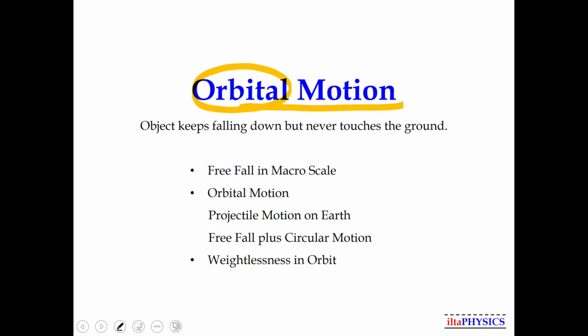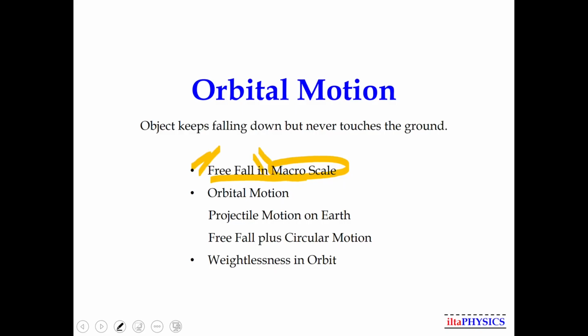In other words, orbital motion is a special kind of circular motion where an object is continuously falling under gravity, but it never actually hits the ground. Let's first try to understand this type of circular motion from a macroscopic viewpoint as a kind of free-fall motion centered around Earth. Although the path of an orbital motion forms a circle, we'll start by looking at it qualitatively, using the ideas from two-dimensional projectile motion around Earth.